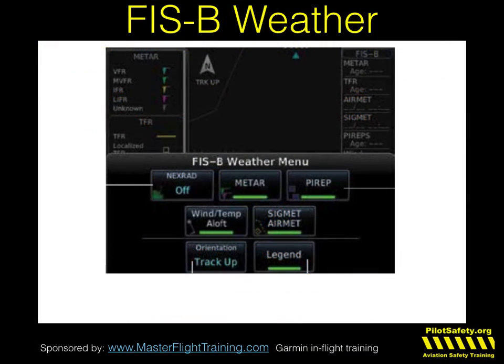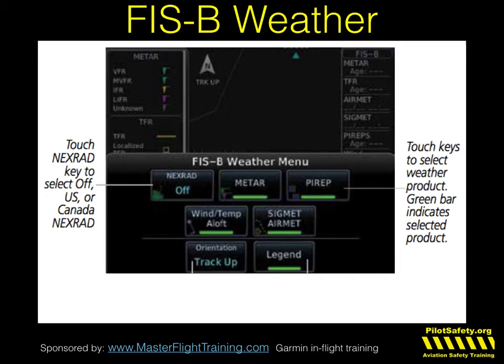So let's go on to FIS-B weather, and this is what people think of when they say ADS-B weather. The menu, you can turn on as many things as you like. You can turn NEXRAD on, off, and you can select US, Canada. And you can touch as many keys as you want to overlay the map. So on the map overlay right now, we have METAR, PIREP, winds and temperature aloft, SIGMETs, AIRMETs, and the legend with a track up display.